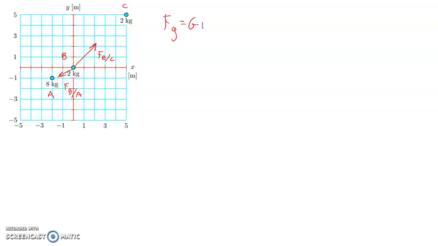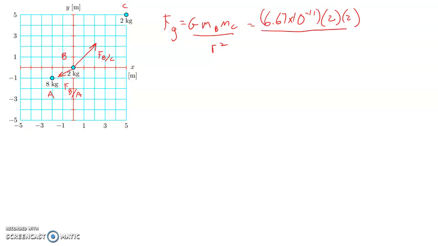Fg equals G m_B m_C over distance squared. G is 6.67 times 10 to the negative 11. And mass B in this situation is 2, mass C is 2. Here's the first little issue: what is the distance? We need the distance between mass 2 and the other mass 2, and that's the diagonal of this situation here. But you can use the grid on the screen to work with the Pythagorean theorem.